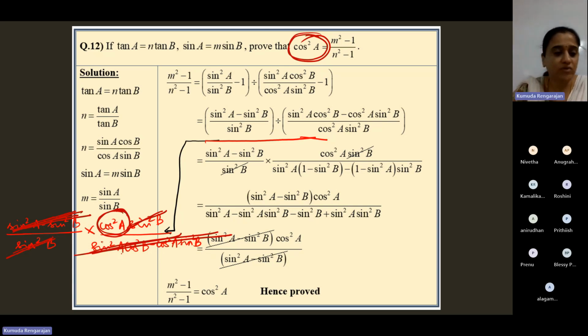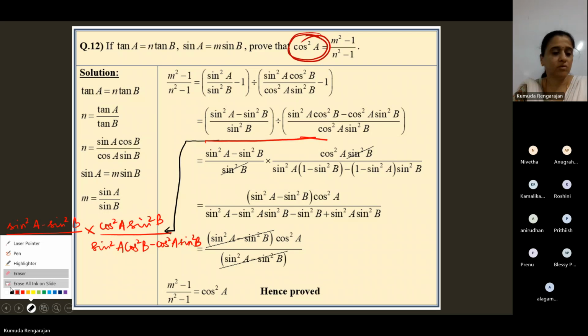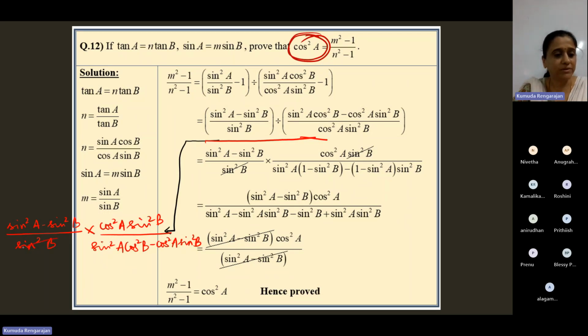So what we do is, if you have to cancel this, one minute. What gets cancelled? Sine square B gets cancelled, correct? Now, can we see the answer here, cos square A? Yes. That means this expression in the numerator and this expression in the denominator must get cancelled. They are the same. Then only, no, we've already got the answer cos square A. That's how you need to interpret the situation now.